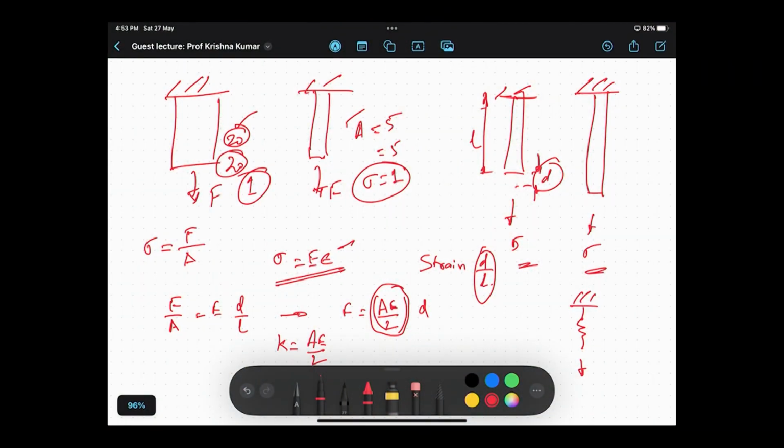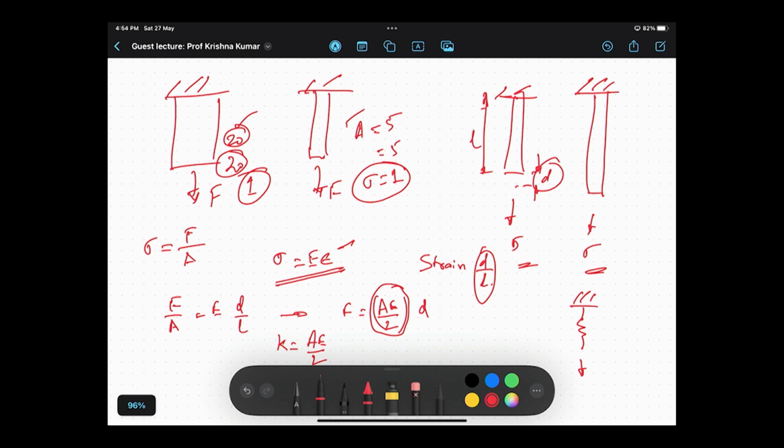Please note that that is different from strength. Strength is where it's going to fail, the stress at which it's going to fail. So stress is different, strength is different, strain is different, stiffness is different. This we have to understand very clearly because people usually use it loosely, but they're all very different quantities.